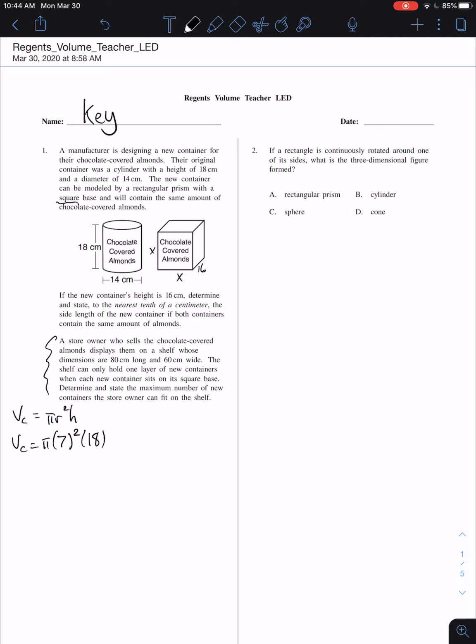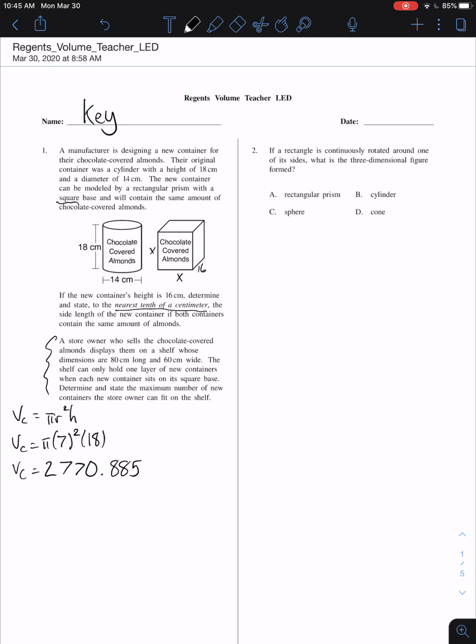Now, I'm going to be asked to use the nearest tenth of a centimeter, so I'm going to be careful that when I plug in, I use the pi button on the calculator. I'm going to plug in pi times 7 squared times 18, and I'm going to round this beyond what I need to round to: 2770.885. Now you might say, well, it says nearest tenth. Why did you round to the nearest thousandth? Because this is not my final answer, and I want to wait till the very end to get my final answer.